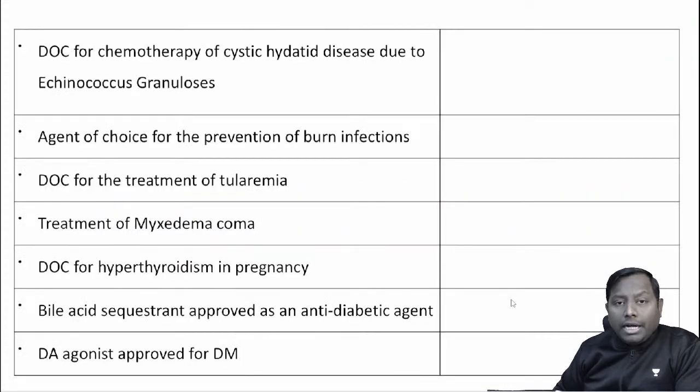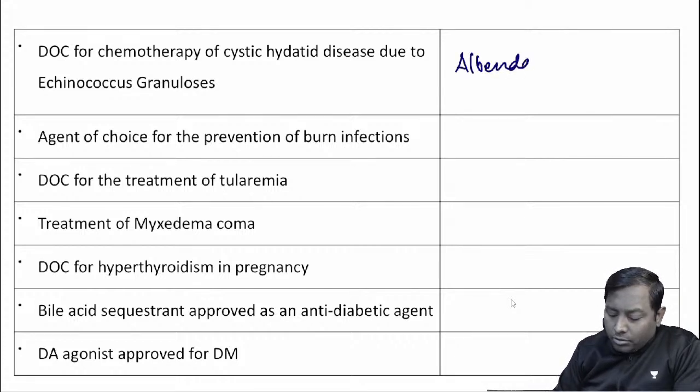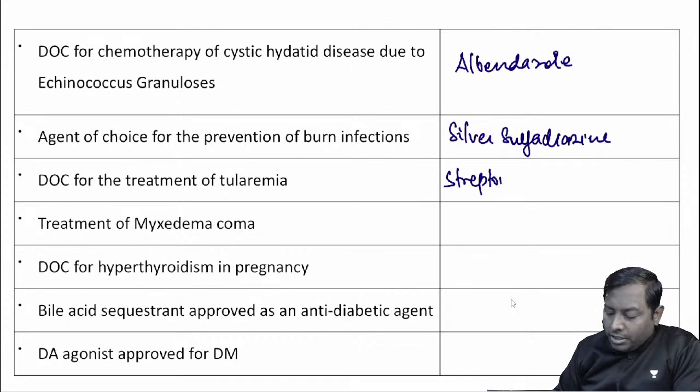For cystic hydatid disease due to Echinococcus granulosus, we have the drug of choice, that is your albendazole. For the burn patient, silver sulfadiazine. Silver sulfadiazine will be used for the burn patient. For tularemia, we can use streptomycin with doxycycline. Myxedema coma, again we will be using T3.